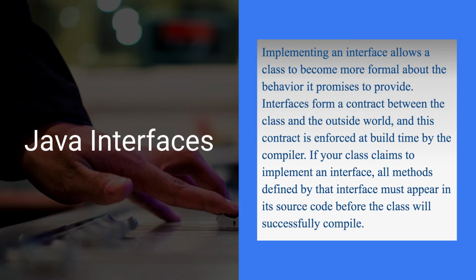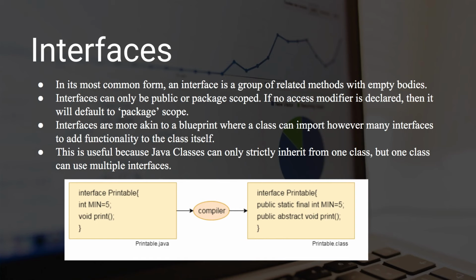Cool. So Java interfaces. Implementing an interface allows a class to become more formal about the behavior it promises to provide. Interfaces form a contract between the class and the outside world, and this contract is enforced at build time by the compiler. If your class claims to implement an interface, all methods defined by that interface must appear in the class before it will successfully compile. It says source code, but the class.